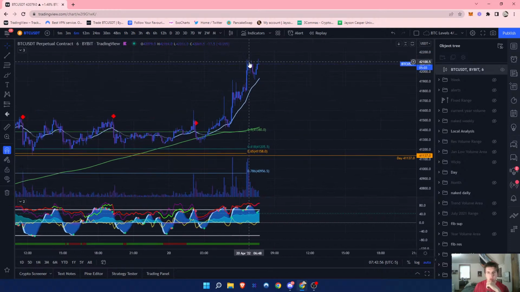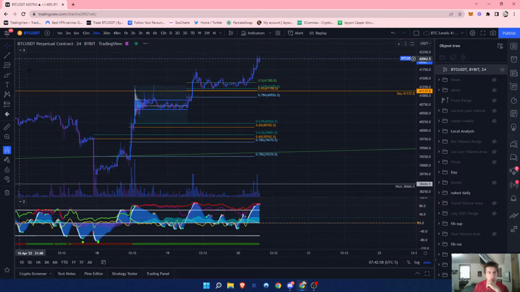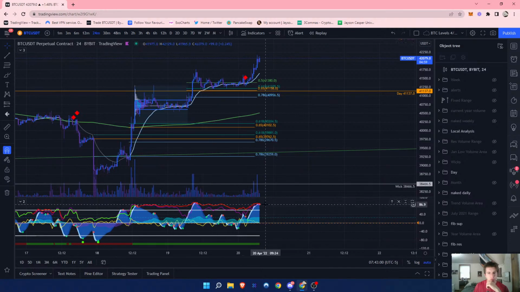Right now I am in a short. We did get a 24-minute ever so slightly bearish divergence. You can see the momentum right here. Momentum getting smaller right here. Price is coming up. So I plan on closing it probably at around this 41K level, this golden pocket right here.